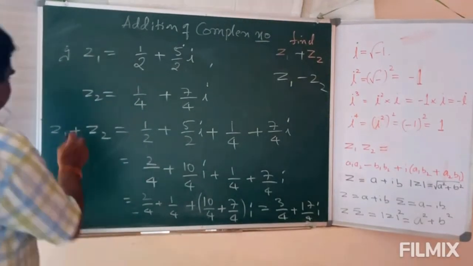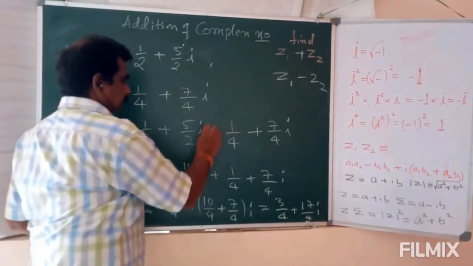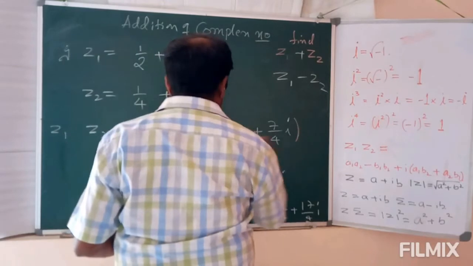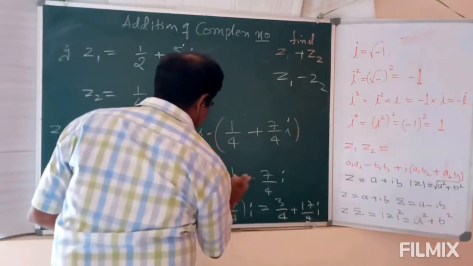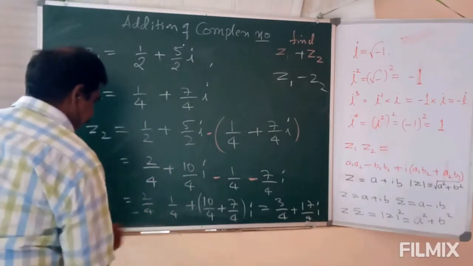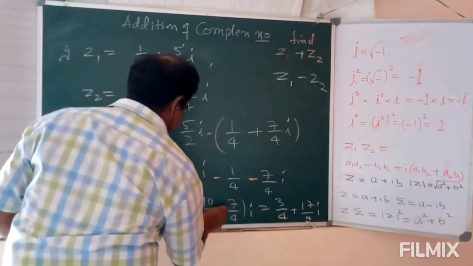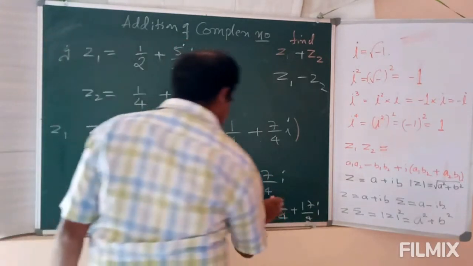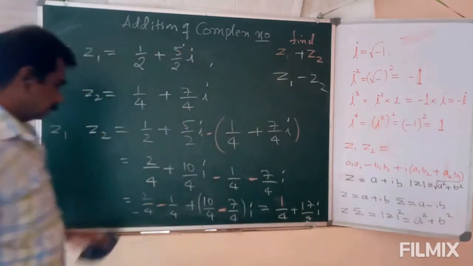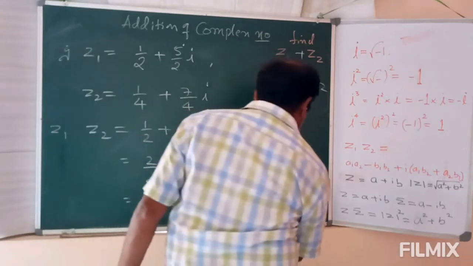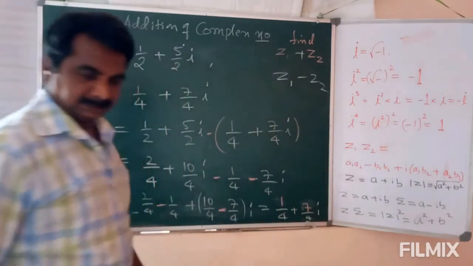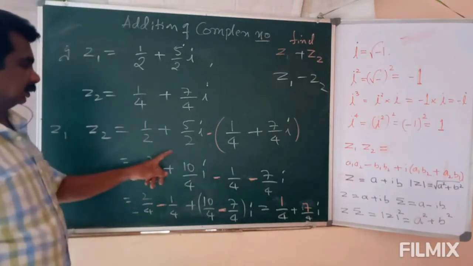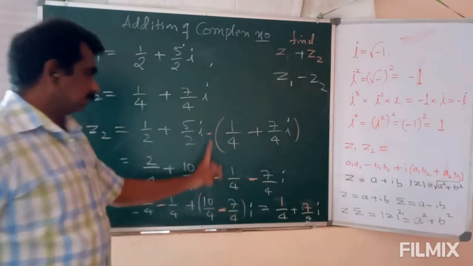Okay. Now Z1 minus Z2. Where is plus? What addition? This becomes minus. This becomes minus. What is 2 minus 1? How much? 1. Right? Subtract it. Minus it to plus minus.